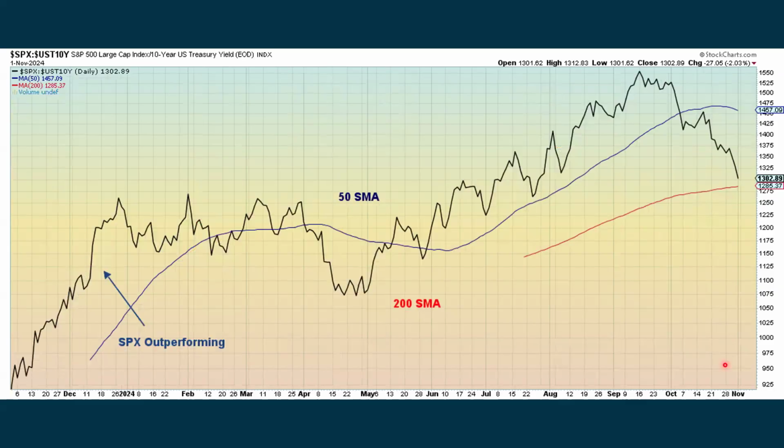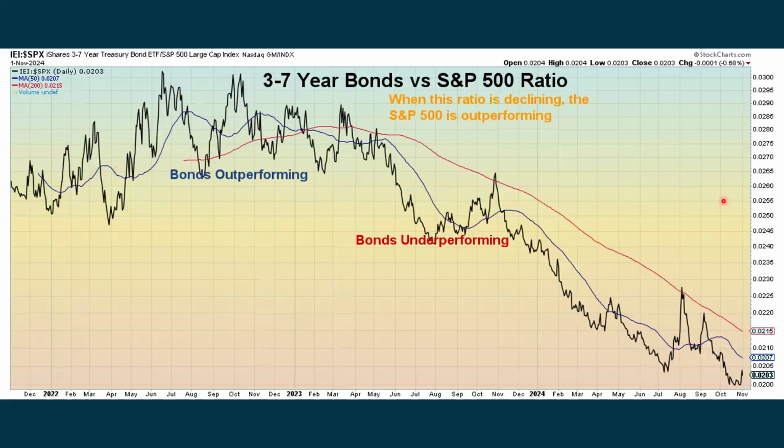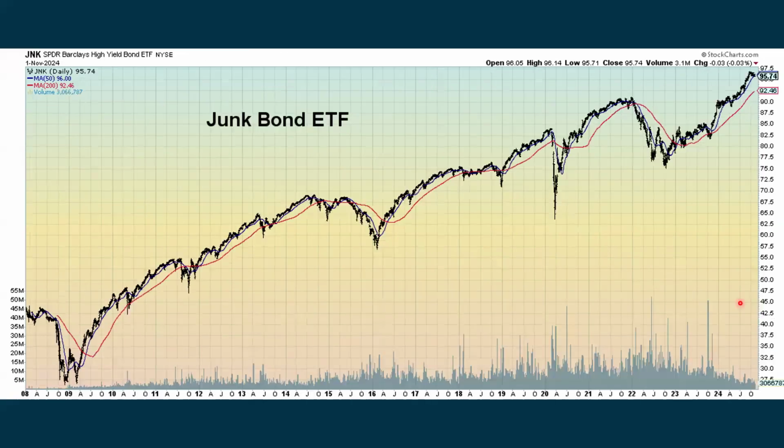Then we look at the S&P 500 and compare it with the 10-year yield, where stocks have been outperforming, but as rates have been going back up and the S&P has been underperforming a little bit going back to October, we're actually seeing some weakness. We could come down to the 200-day moving average to test this ratio. Then 3 to 7 year bonds compared to stocks. When this is going down, that means bonds are underperforming, or to say it another way, stocks are outperforming. Junk bonds are coming down close to their 50-day moving average.